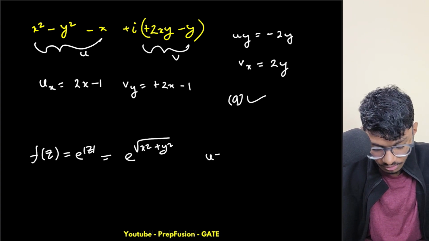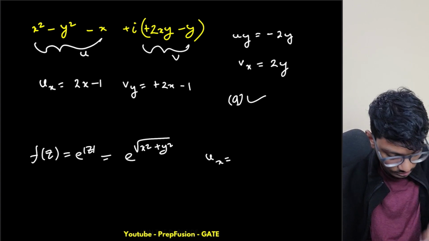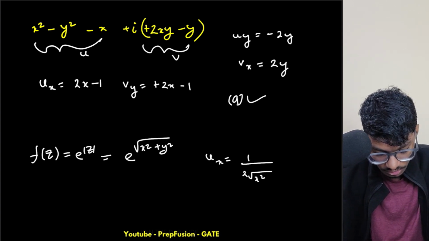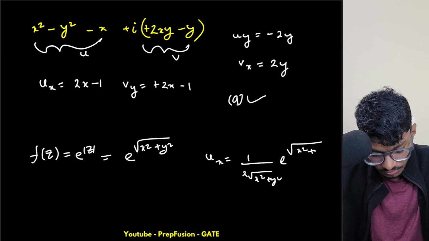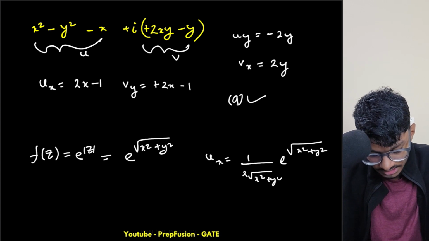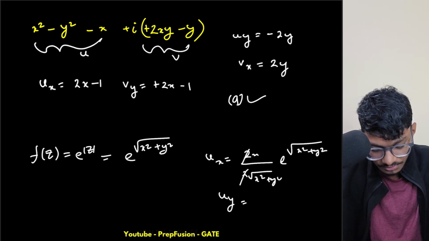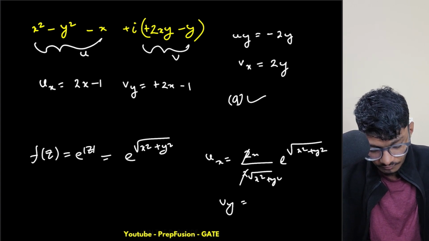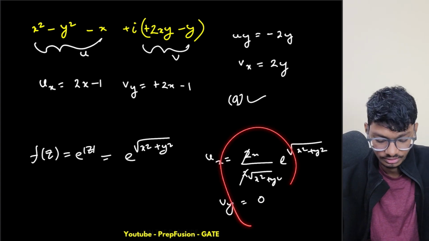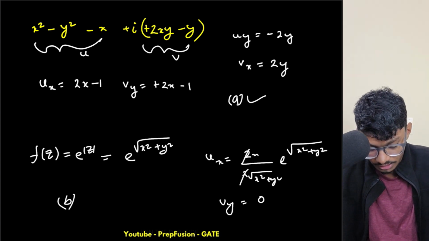So here your ux is, first you have to solve it like this: 1 by 2 under root x square plus y square, into e raised to the power under root x square plus y square, into, we have a 2x as well. And uy is simply the opposite of this one. This will be, so not uy, sorry, vy will be 0, because we don't have anything. So definitely from here you can say this is not analytic. Just from seeing it we can understand, but still this is not analytic.